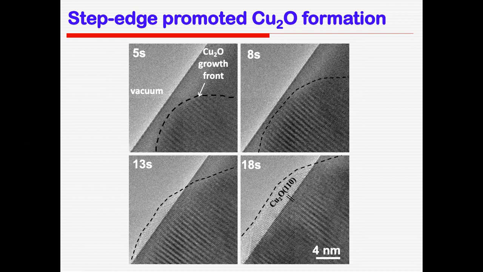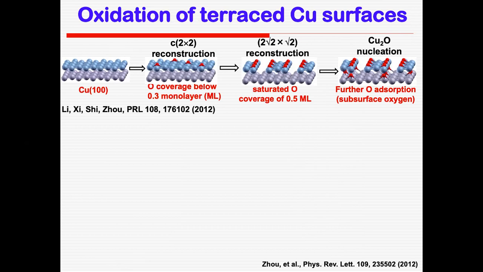Now let's explain the difference in the oxidation growth process between an atomically flat surface and a stepped surface. For an atomically flat surface, the oxidation happens through oxygen chemisorption that can induce a surface reconstruction. Like here for a 110 surface, you have a 2x1 or a missing-row reconstruction, and eventually this leads to oxide nucleation and growth by the inward incorporation of oxygen atoms into the subsurface.